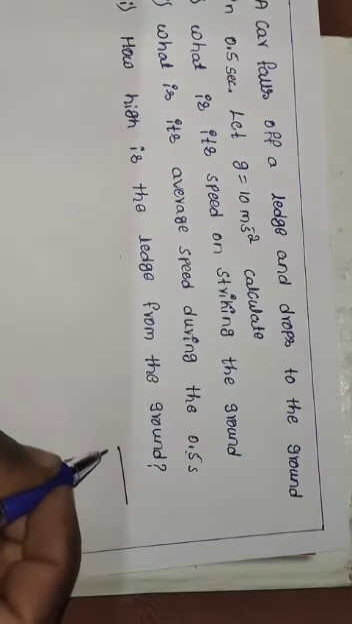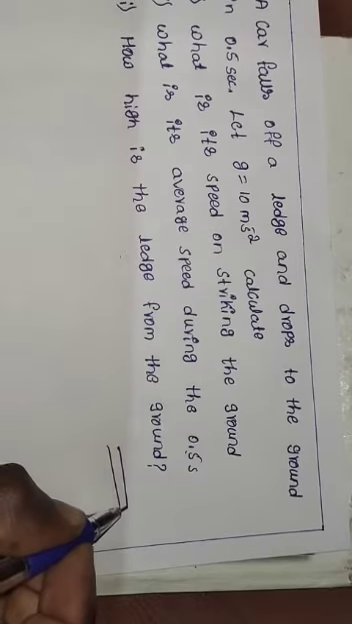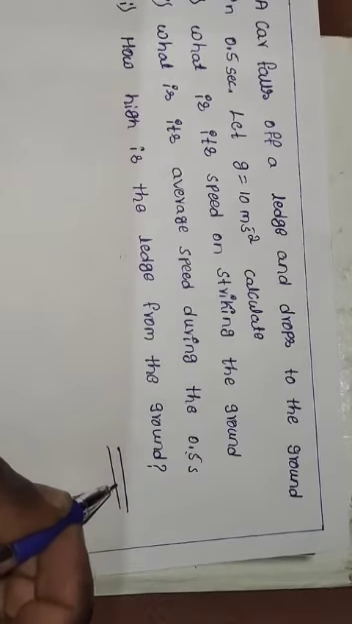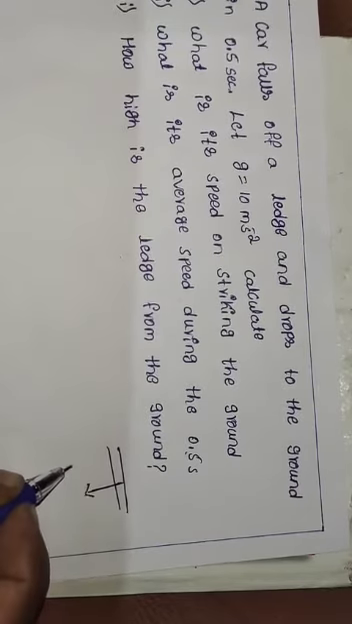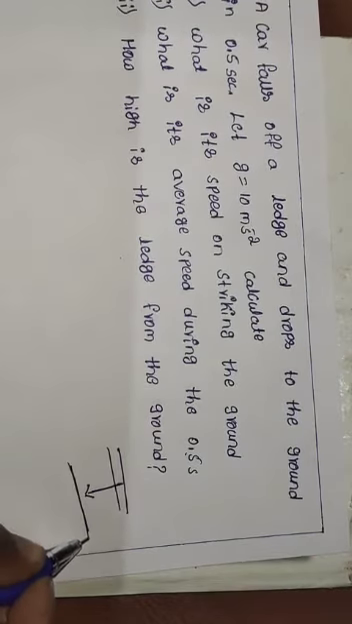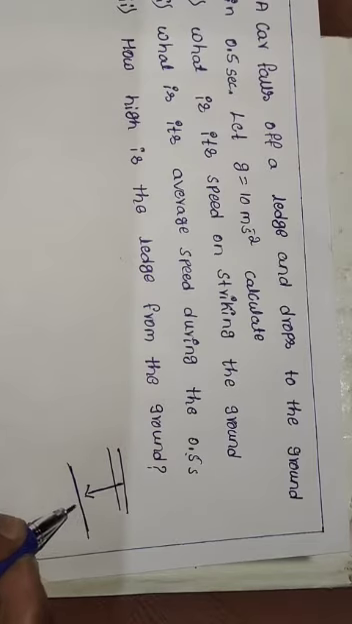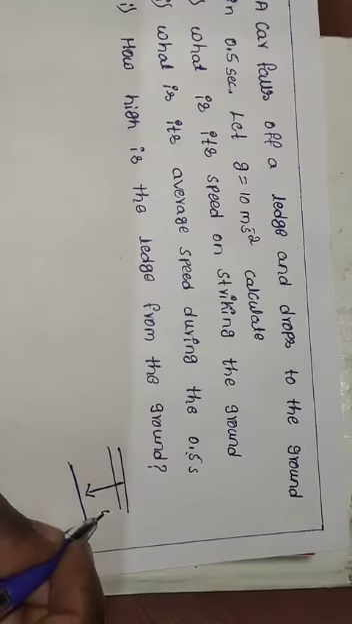Okay, it's a ledge, a narrow horizontal surface. From the ledge the car falls towards the ground. A car falls from the ledge towards the ground in 0.5 seconds.